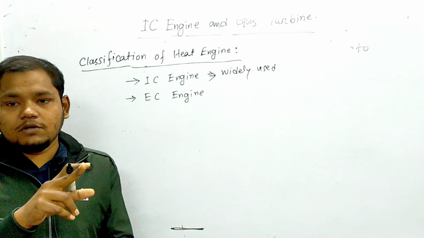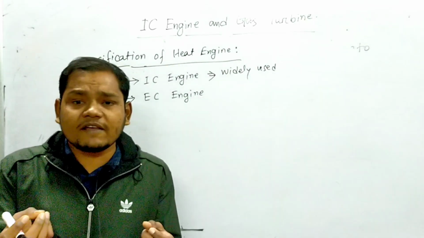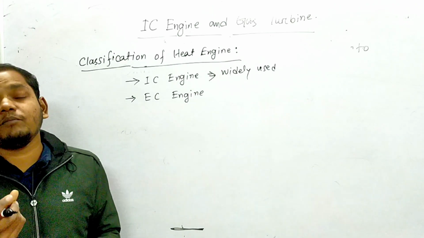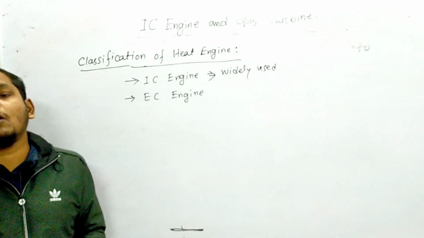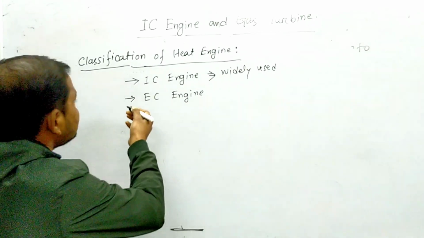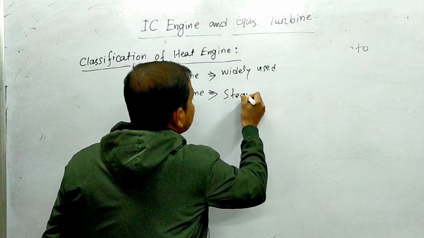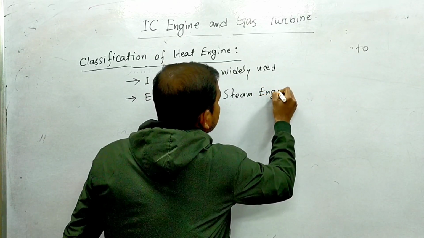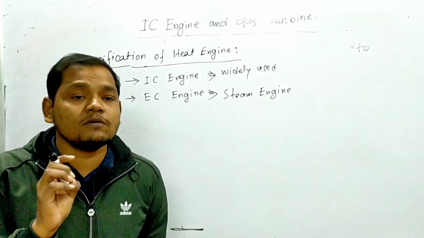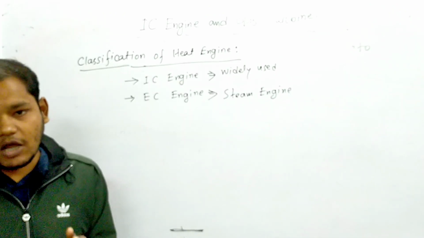Okay. Now, in case of IC engine, what are the different types of examples of IC engines? IC engines are generally petrol engine, diesel engine. These two types are the most commonly used IC engines. Okay. What is the example of external combustion engine? External combustion engine is generally the steam engine. Can we find steam engine on road nowadays? No. These types of engines are generally obsolete nowadays.